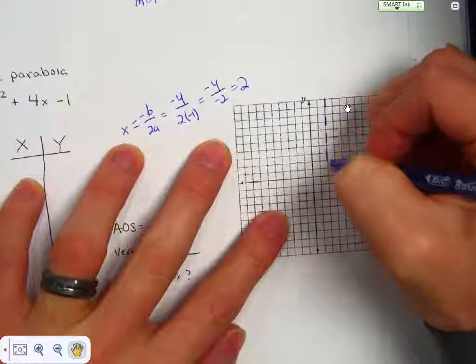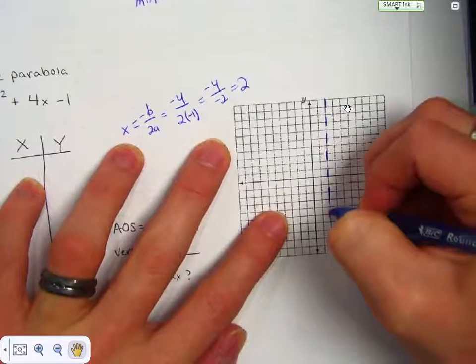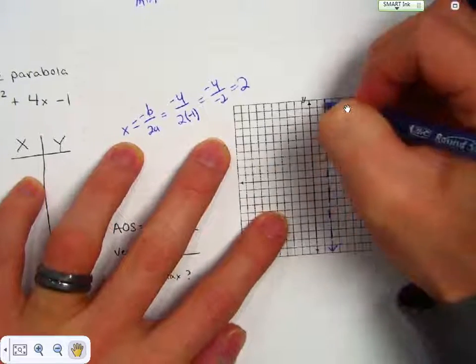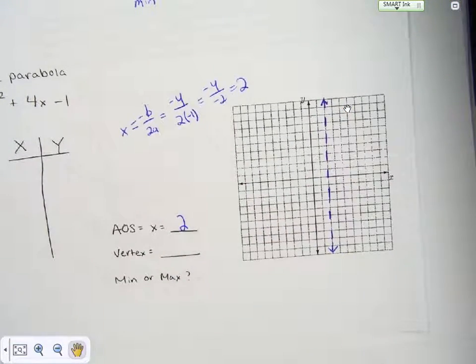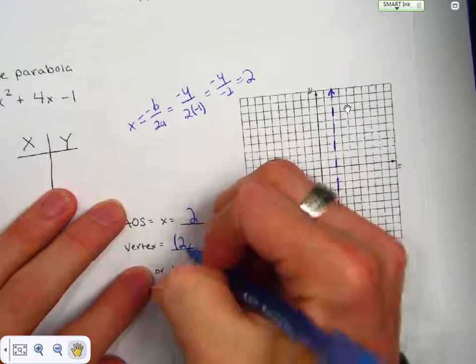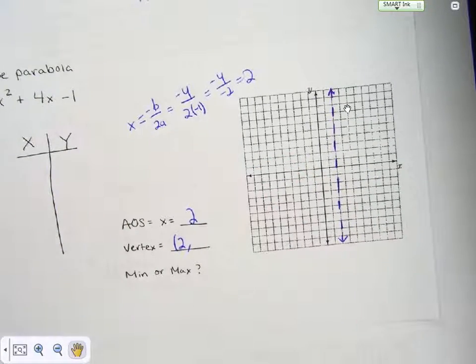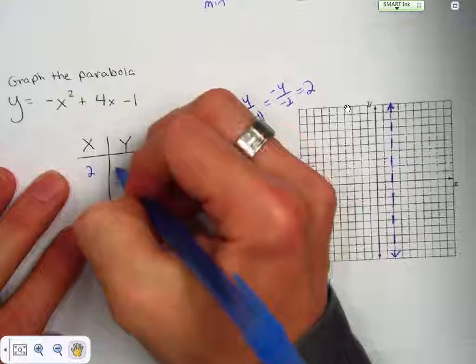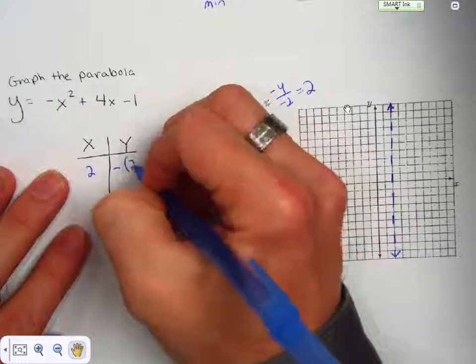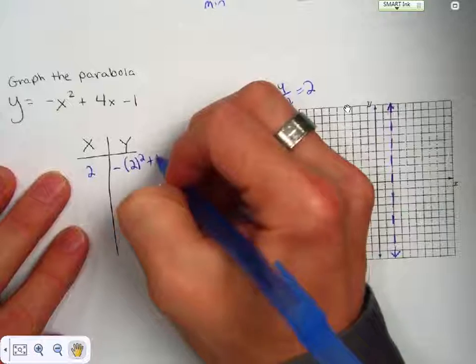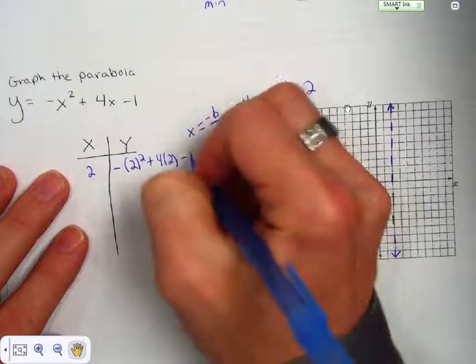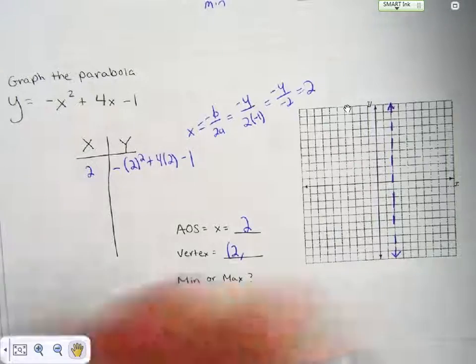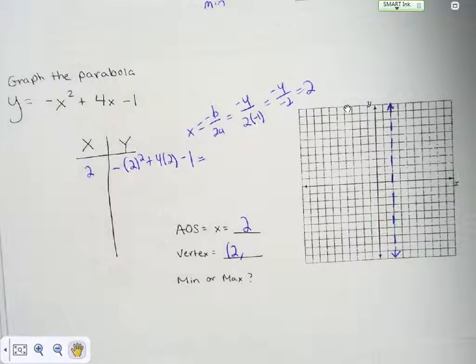Remember that anything that has x equals a number is a vertical line. Y equals a number is a horizontal. So x equals 2, I'll start there, and I already know my vertex is going to start with 2, 2 something. Somewhere on that dotted line it starts. So I plug in 2, with the negative on the outside of my parentheses. And what do you get when you plug in 2? Well, that's negative 4 plus 8. That's positive 4. 4 minus 1, yes, is 3. You do end up with a point 2, 3.